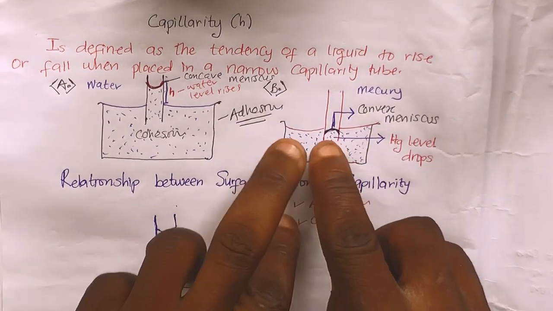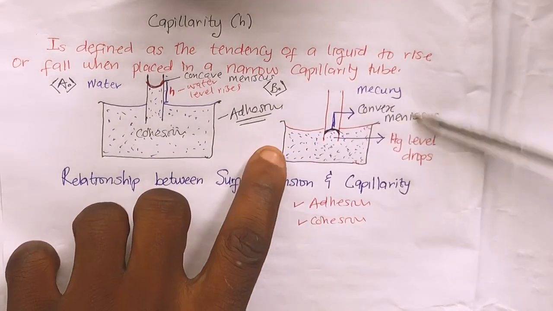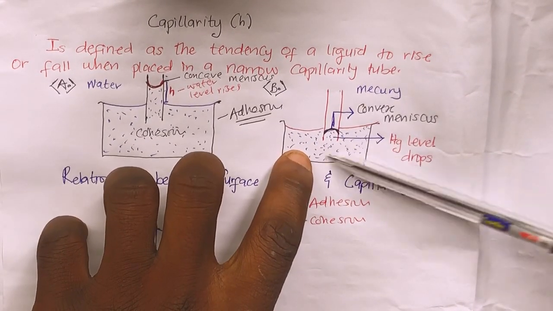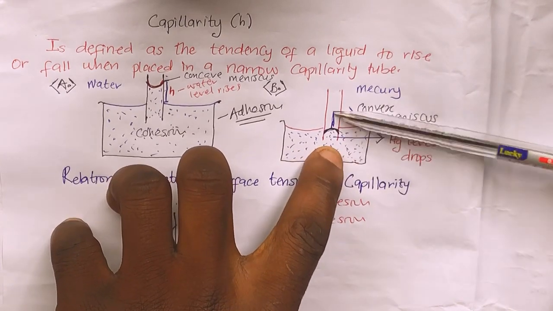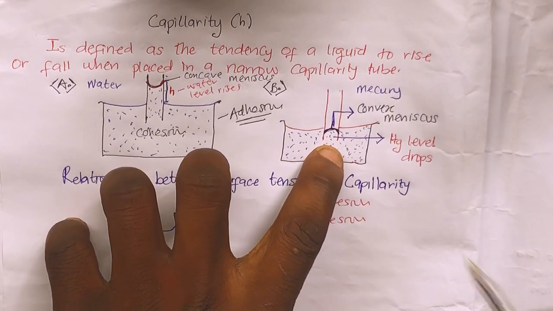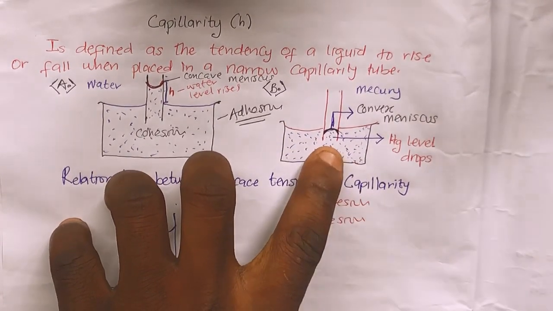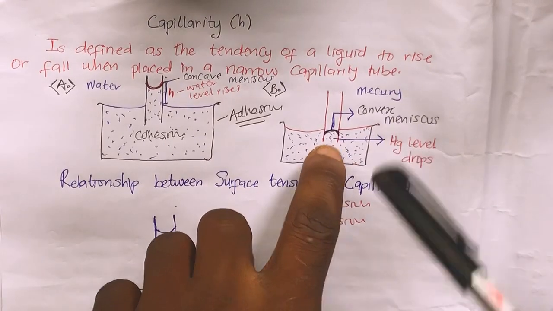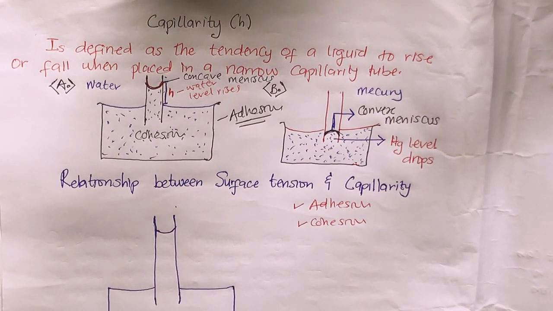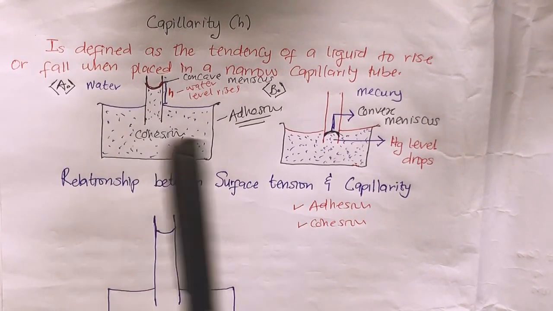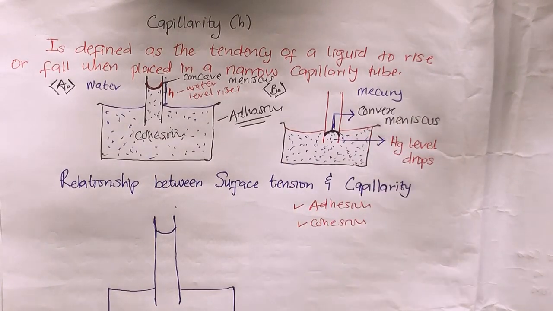But if you look at this now, between the capillary tube and the mercury, there is a drop in mercury level. That means the mercury doesn't appreciate the capillary tube, which indicates that the force of attraction between the mercury molecules, which is known as cohesion, is greater than the force of attraction between the mercury and the glass, which is known as adhesion. So here, for a better explanation, adhesion force is greater than cohesion force, while here cohesion force is greater than adhesion force. Then let's quickly move down and check the relationship between surface tension and capillarity.